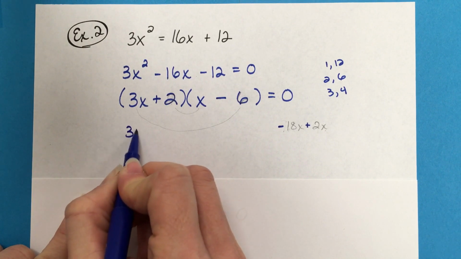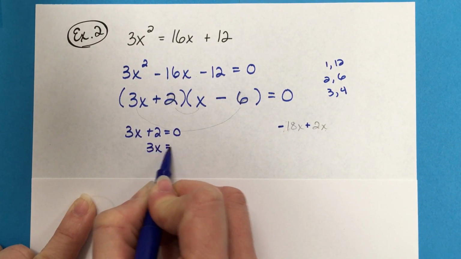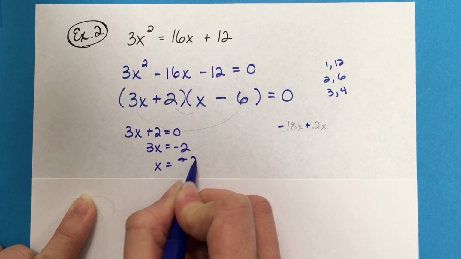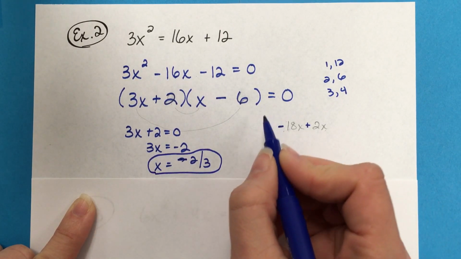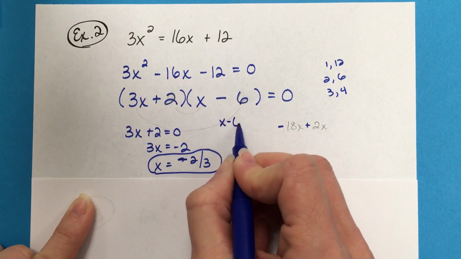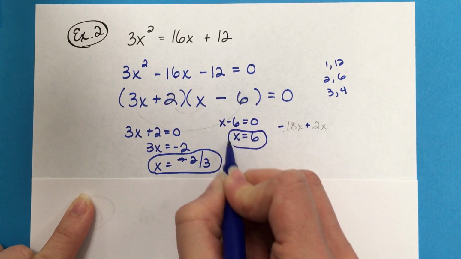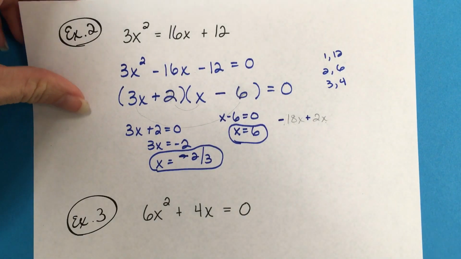So now I take 3x plus 2 equals 0. So 3x would be equal to negative 2. So x is equal to negative 2/3. Okay, so there's one of my answers. And then I would have x minus 6 equals 0, which is going to give me x equal positive 6. So there's another answer. Okay, next one.